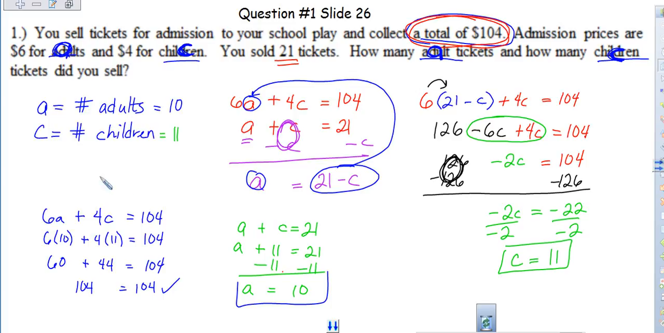So then if you answered this question, you would say something to the effect of, I guess you sold 10 adult and 11 children tickets.